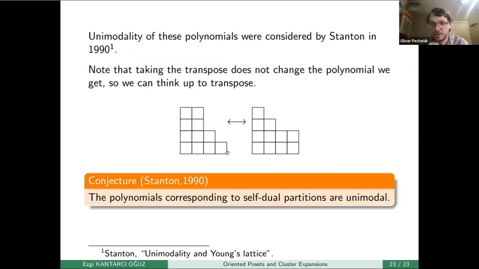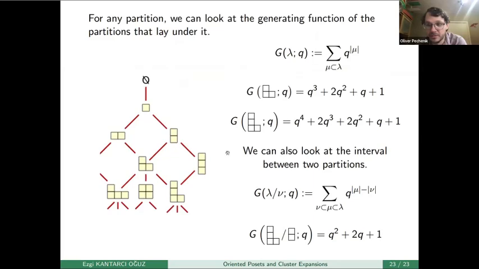Other questions for Ezgi? Okay, well then I have a question. This is following up on Sam's question. Another way to think about where the fences come from is that they're orientations of the type A Dynkin diagram. And you can look at orientations of the other Dynkin diagrams, and do you know what happens there?